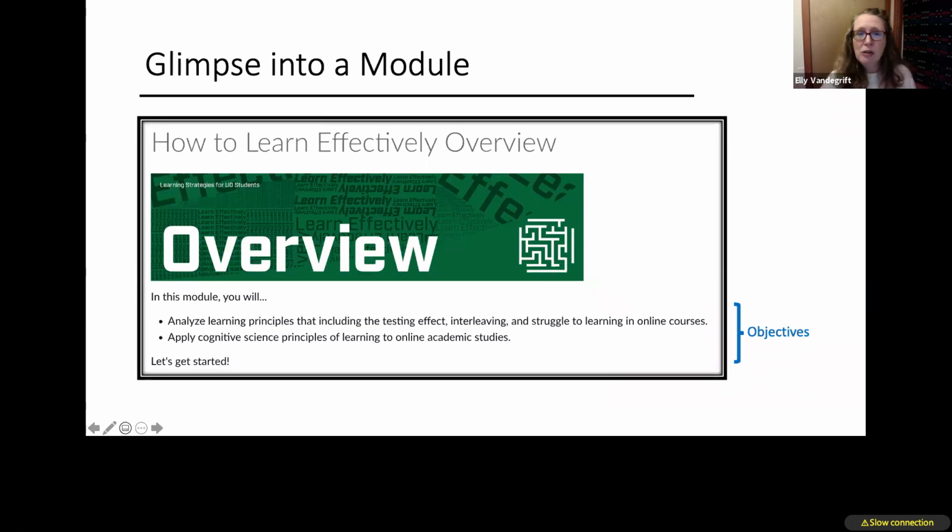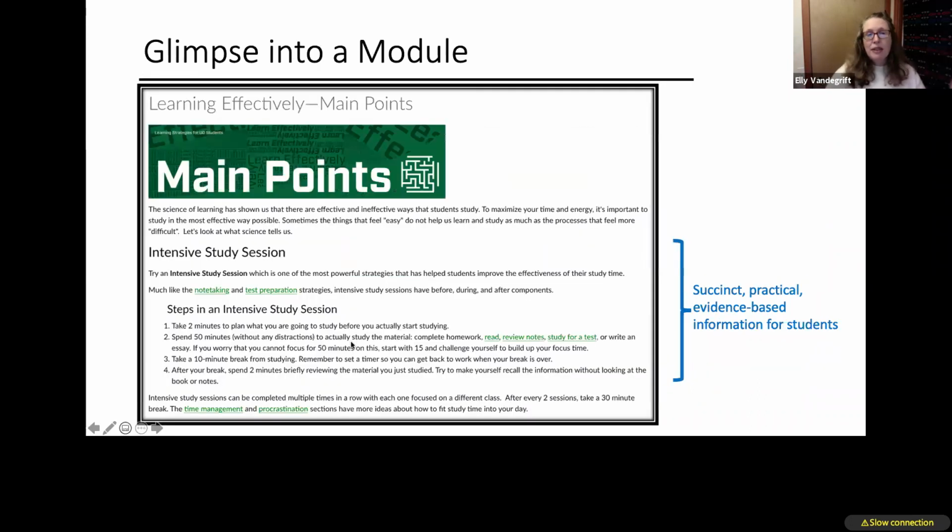So this was an overview page for the section on how to learn effectively. And we gave the learning objectives for that particular section. And then we talked about the main points. So in this one, for example, I was talking about an intensive study session, which is a time thing of 2 minutes planning, 50 minutes studying, a 10-minute break, and then 2 minutes of review. In these, we tried to think about very succinct, practical information that a student could take and apply in their classes right away.